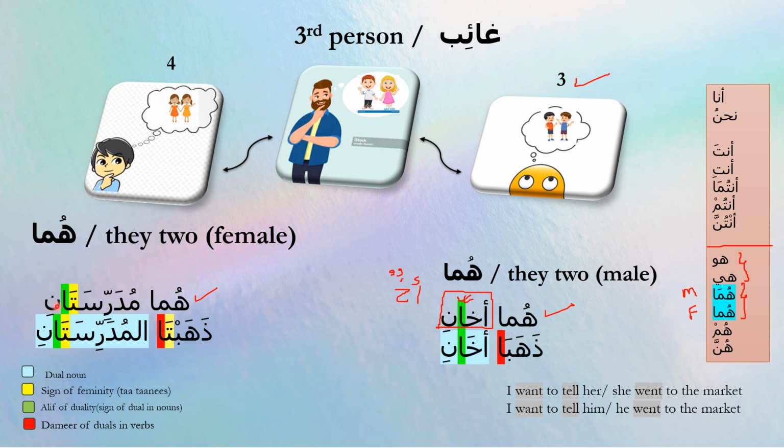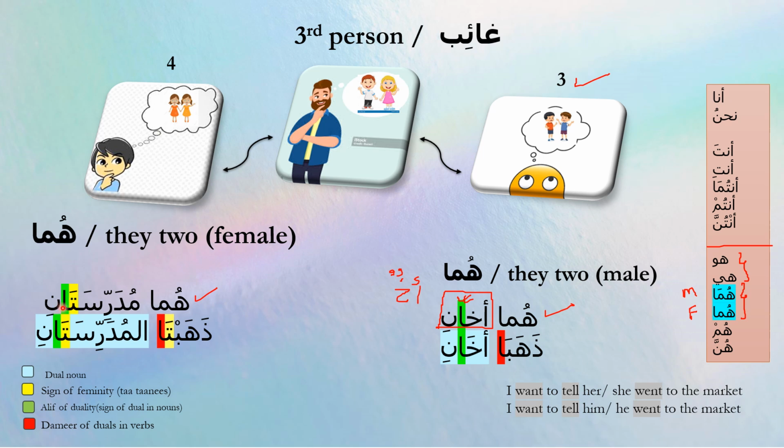Now, why haven't I marked the noon? Because the work of the noon is not important right now, as it is extra and sometimes it gets deleted, and these are all details for when we come to do the muthanna. Then you will understand why I have not marked the noon here. So right now noon is not in question. Only the alif of duality, that is the sign of duality, tells you that this noun mudarrisatani is a dual noun speaking of two female teachers.